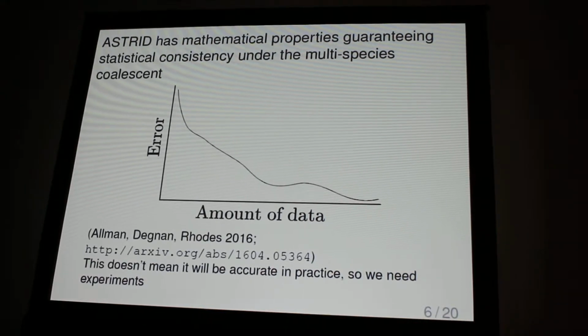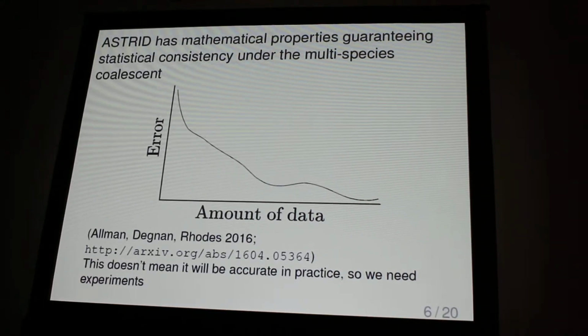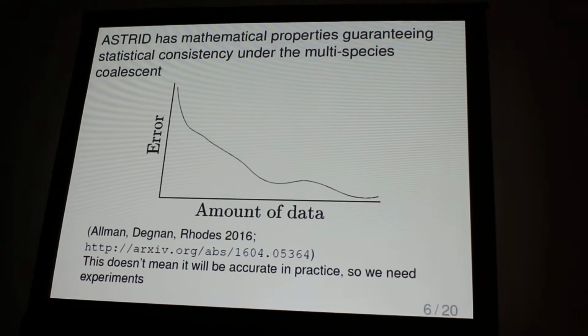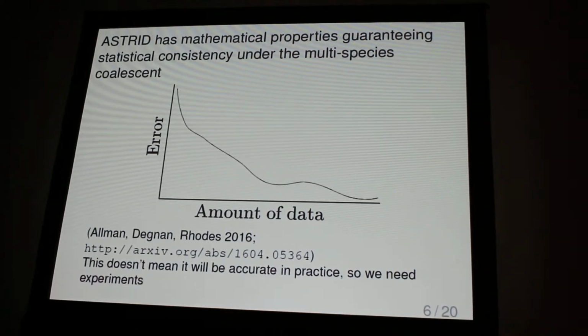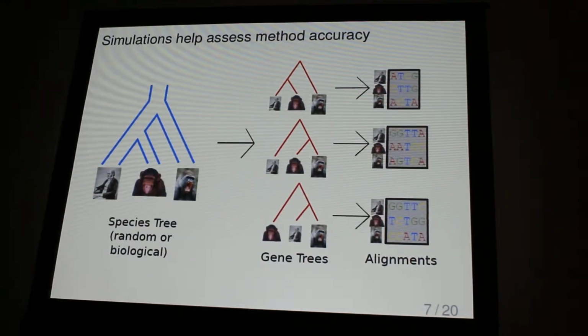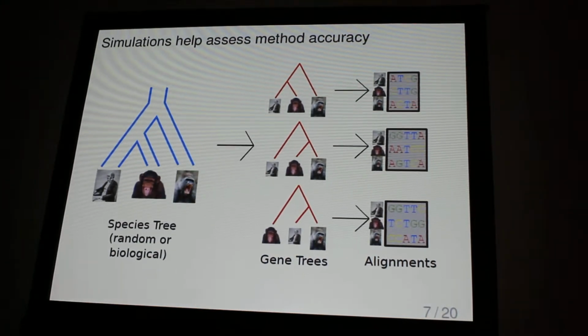Of course, this doesn't mean that in practice it'll be accurate, and it doesn't say anything about the amount of data we need to get accurate trees. So we need to do experiments. And we use simulation studies to help us assess the accuracy of our method.